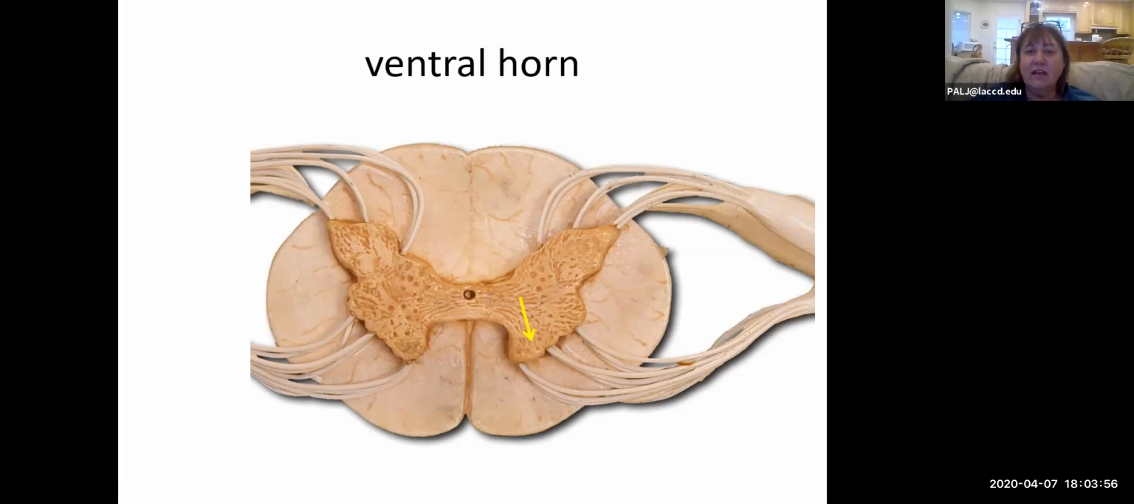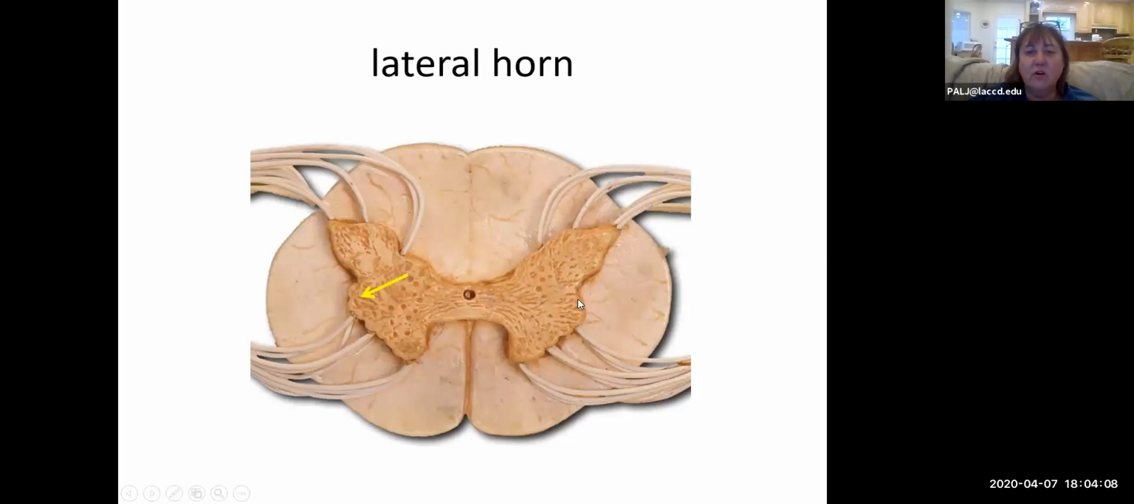Going anteriorly, it would be the ventral horn, which would be sending out messages to the ventral root. And between the two of them, the little bulge between the two of them, this bulge is only found in the thoracic area, and that's called the lateral horn.